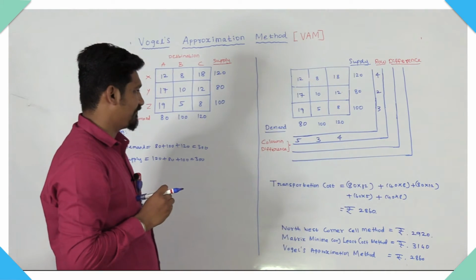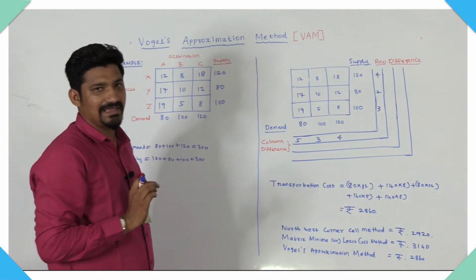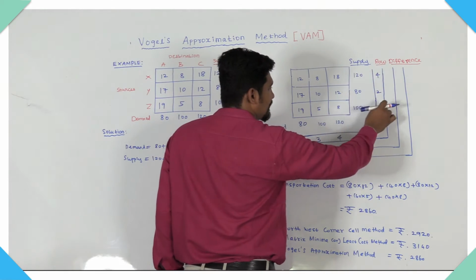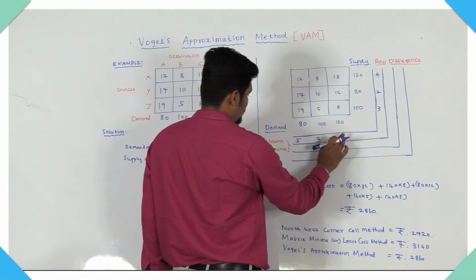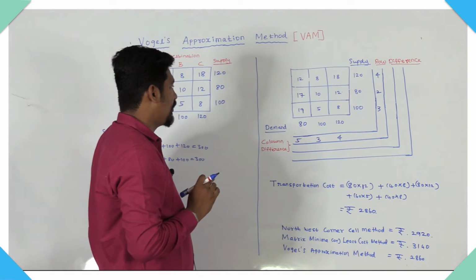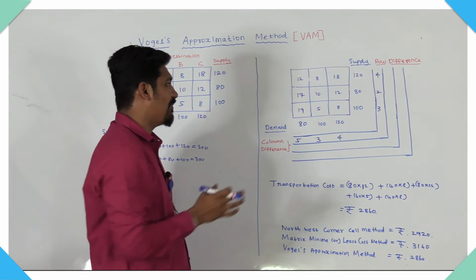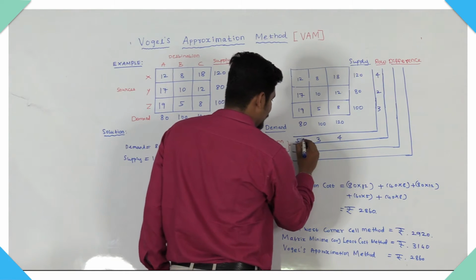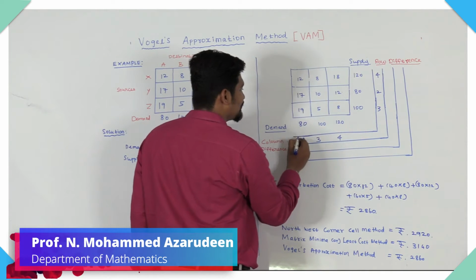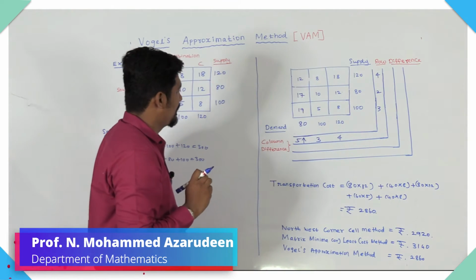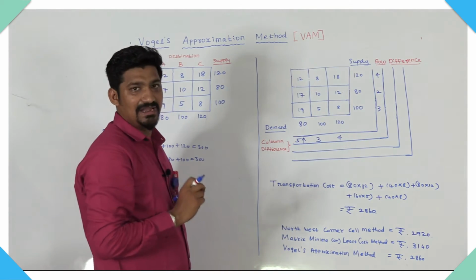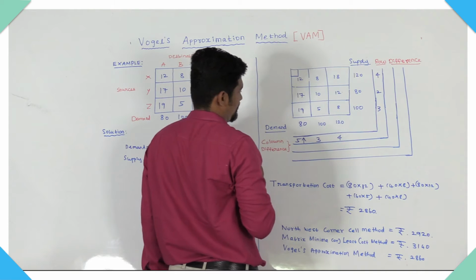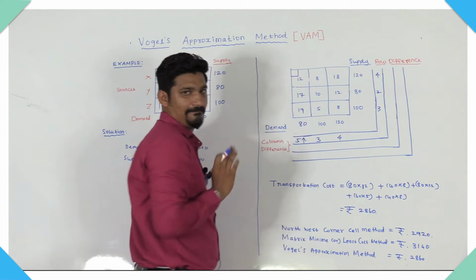The next step is to select the maximum penalty. These values are called the column penalty. Now find the maximum penalty among these values. Which one is the maximum value? 5 is the maximum value. 5 occurs in column 1. Now find the cell with the least value. This cell has the least value, so I select this cell.